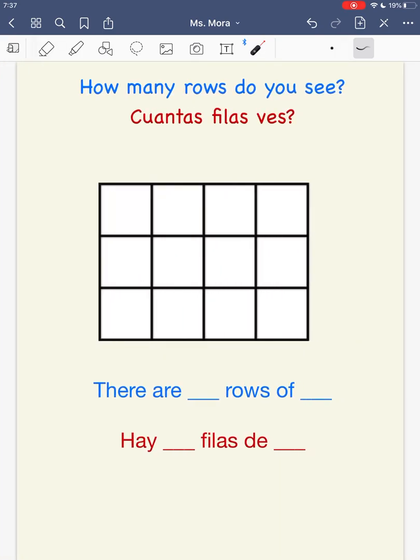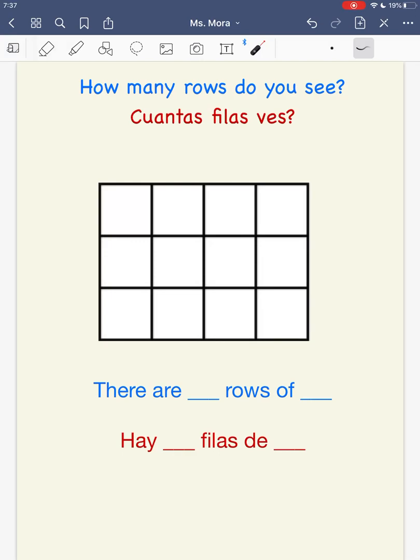Okay guys, this is our array, and it's made up of rows and it's made up of columns. And just like the previous array on the previous slide, there are no spaces in between the rows and columns. Este conjunto no tiene espacio entre las filas y las columnas.